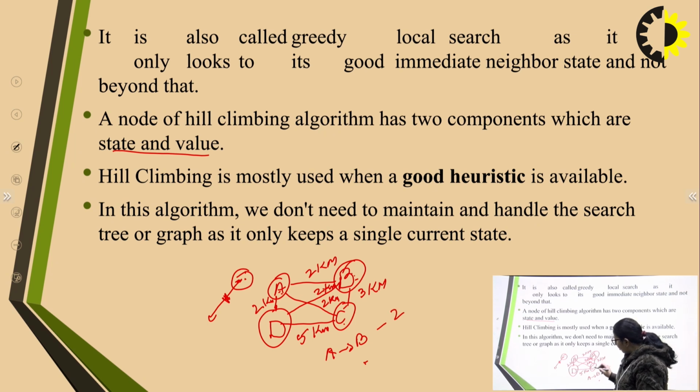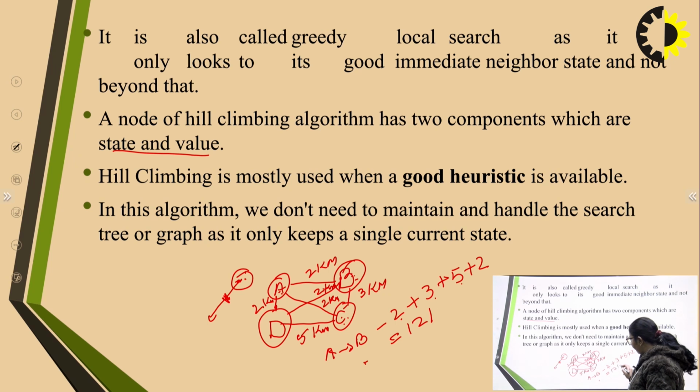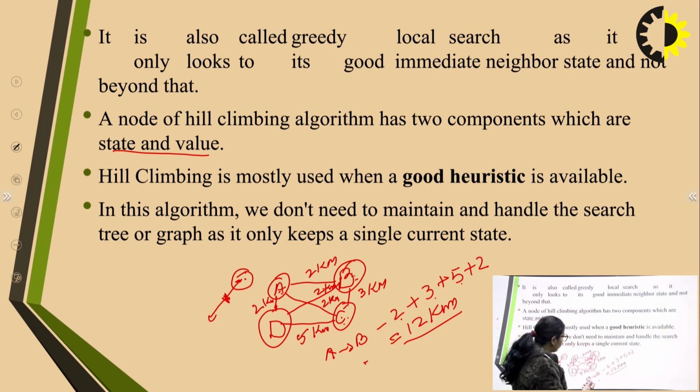If we travel from B to C, it takes 3 kilometers. If we travel from C to D, it takes 5 kilometers. If D to A, it takes 2 kilometers. So the value is 2 plus 3, 5, plus 2, it is 12 kilometers. If the salesman wants to travel all the cities, A to B, C, D and again A, then it takes 12 kilometers. Let us see, is there any other solution also available?